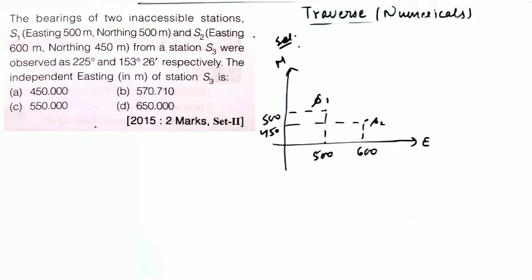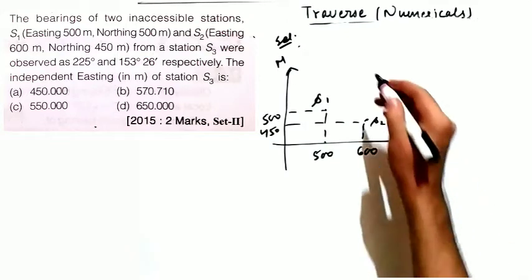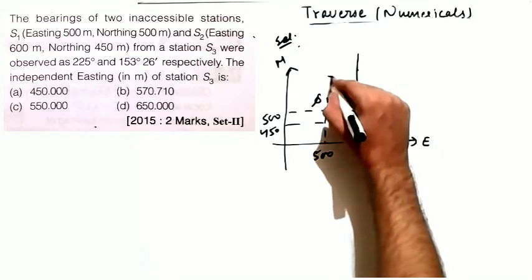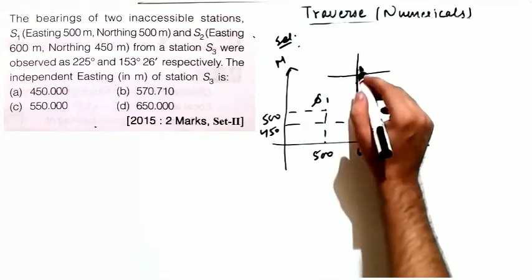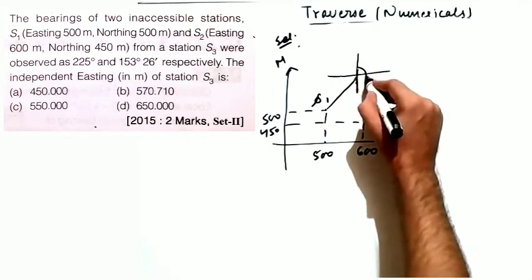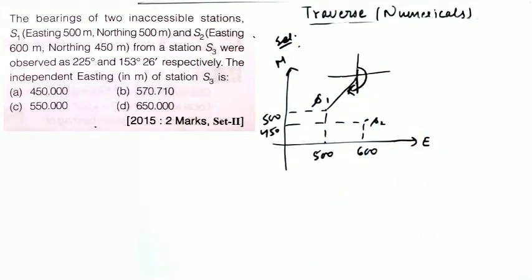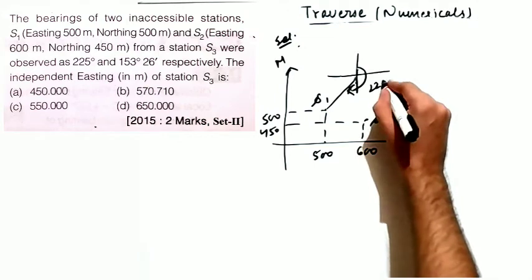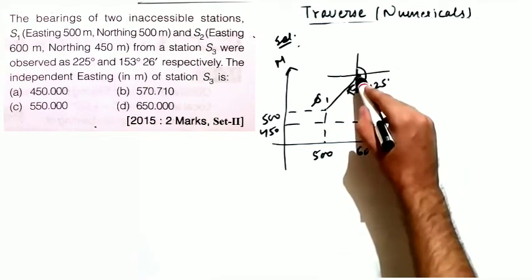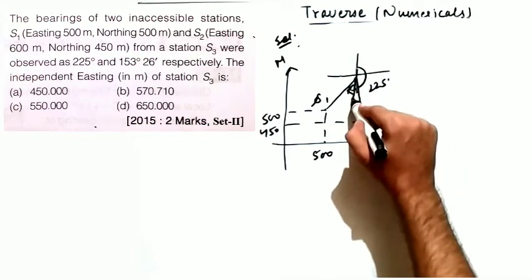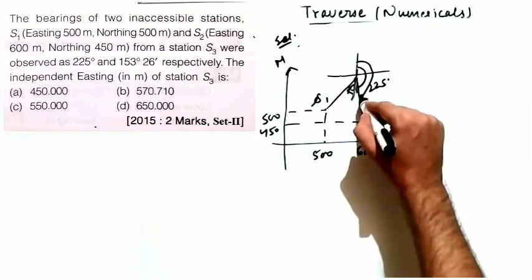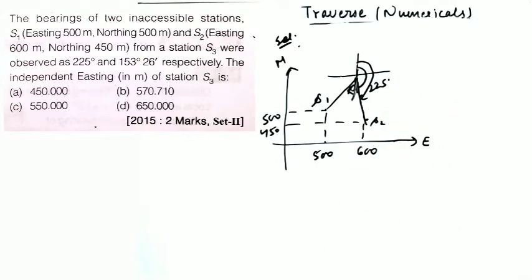Now there is a station S3. You have to decide yourself where this S3 station will be. See, the angle of station S1 from S3 is given as 225 degree. So it should be there. See, this is 180 degree, this is 270 degree. So this will somewhat be equal to 225 degree. This is 225 degree and this should be like here, so that it is less than 180 degree and it will be equal to 153 degree and 26 minutes.